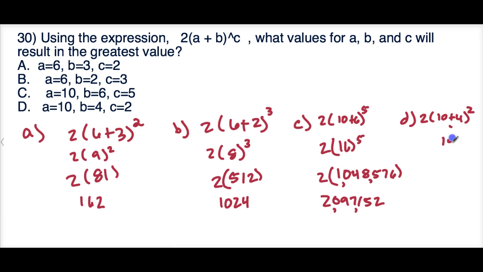So 10 plus 4 is 14 to the second power. And that's 196 times 2. And that's 392. So for this problem, it looks like when that exponent got up there, that really influences the problem greatly. So letter C will be your greatest value for this problem. But I encourage you, whenever you're given a problem like this, go ahead and solve all 4 of them so you can make sure you have an educated choice.